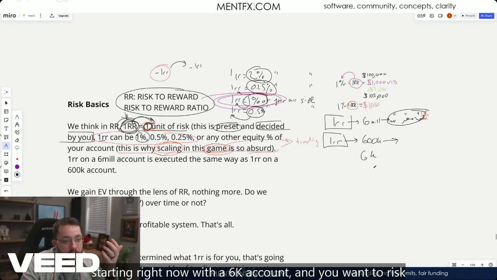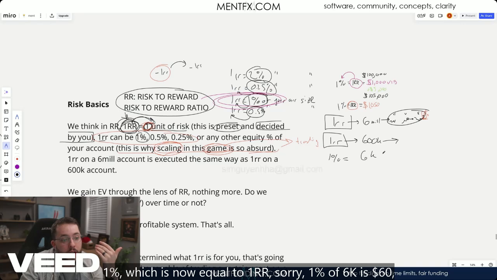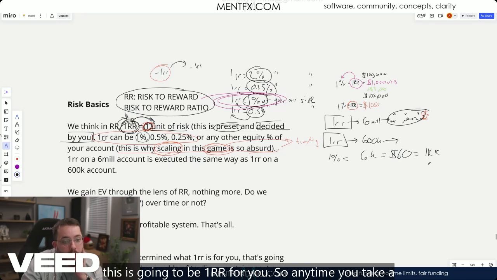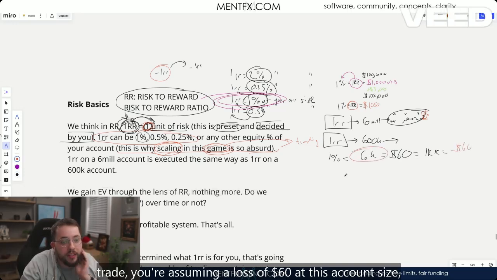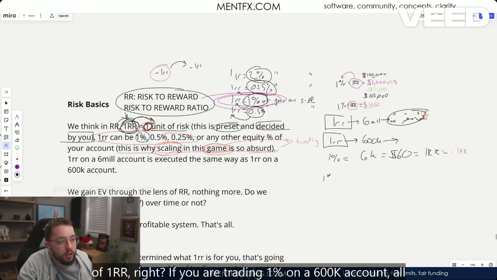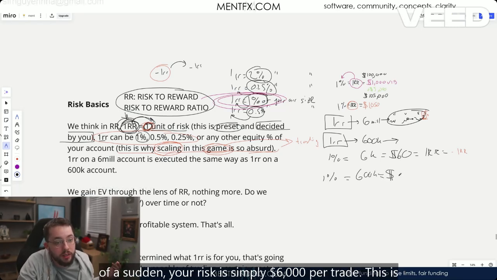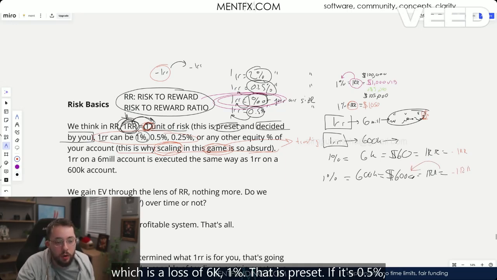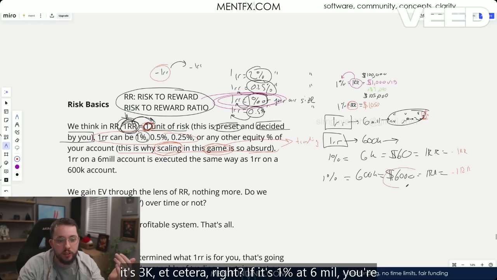So whether all of you are starting right now with a 6K account and you want to risk 1%, which is now equal to 1RR, 1% of 6K is $60. This is going to be 1RR for you. So anytime you take a trade, you're assuming a loss of $60 at this account size, right? Minus 1RR. Everything is from a unit of risk of 1RR, right? If you are trading 1% on a 600K account, all of a sudden your risk is simply $6,000 per trade. This is equal to 1RR. That means if you lose minus 1RR, which is a loss of 6K, 1%. That is preset. If it's 0.5%, it's 3K, etc.